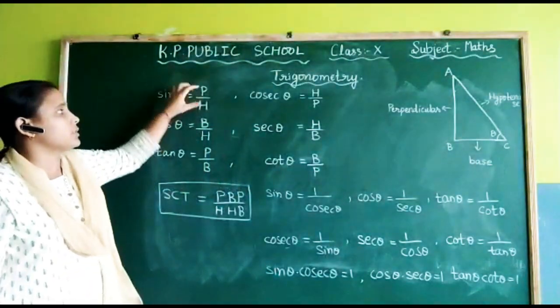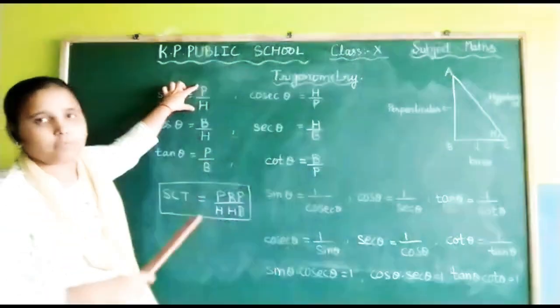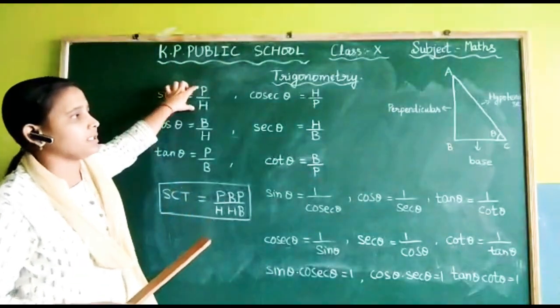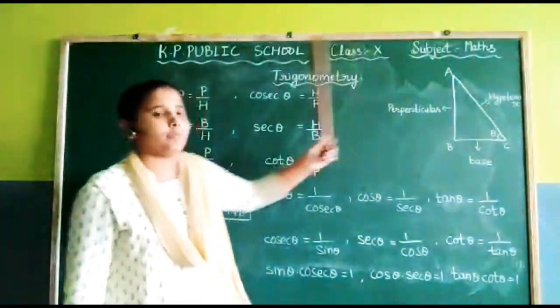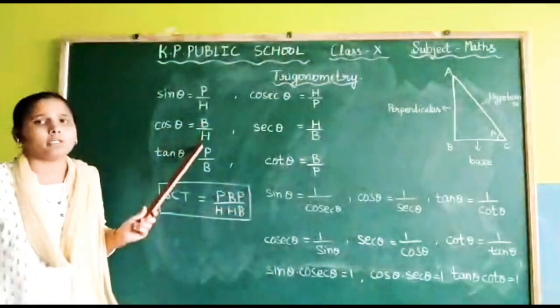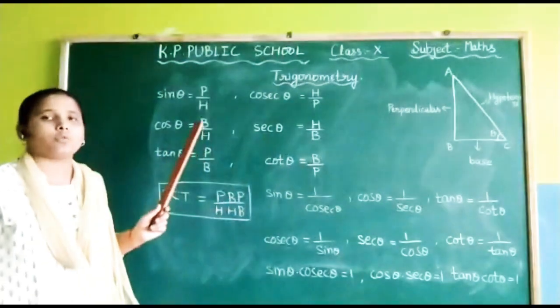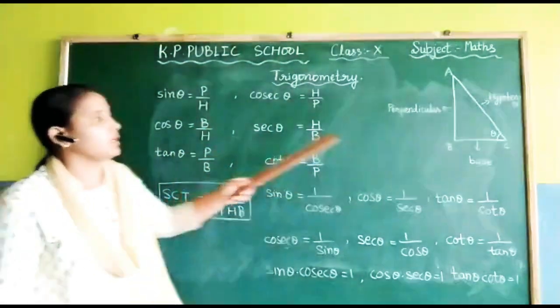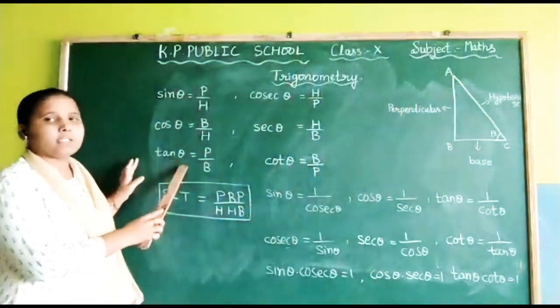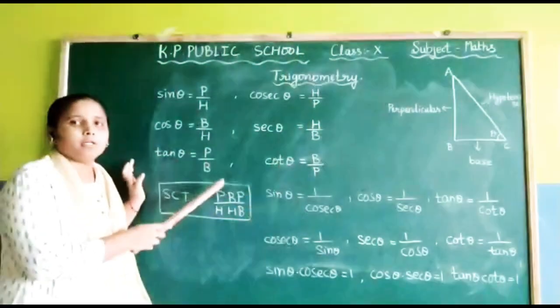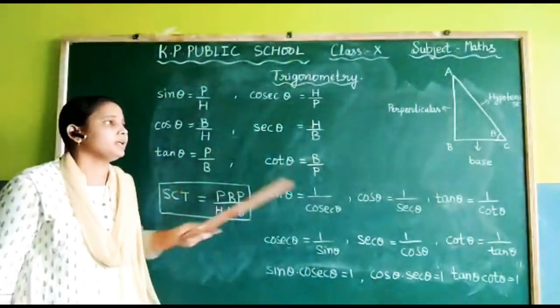So what we get? Sin theta is equals to P by H. Students, why I have written P by H? Because sin theta is equals to perpendicular by hypotenuse. Okay. Next is cos theta is equals to B by H. So B by H means base upon hypotenuse. Similarly, you can see here tan theta is equals to P by B. P by B means perpendicular by base.